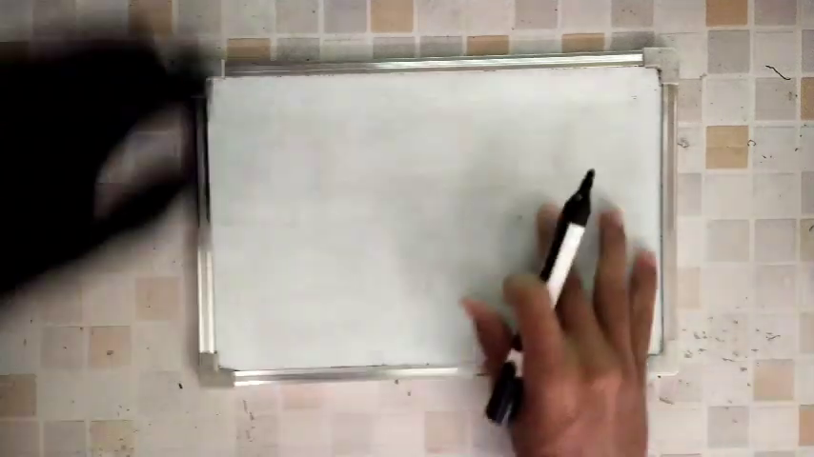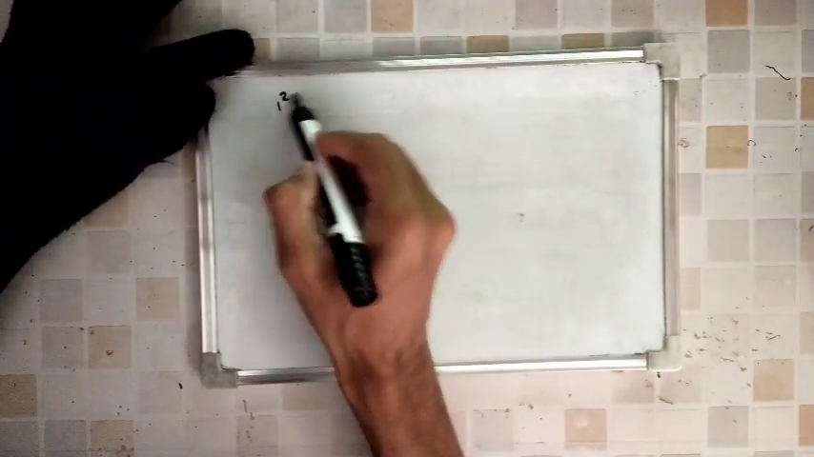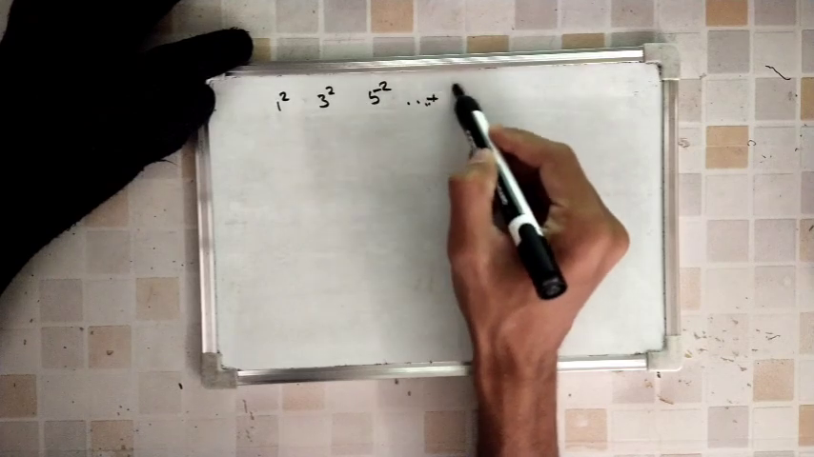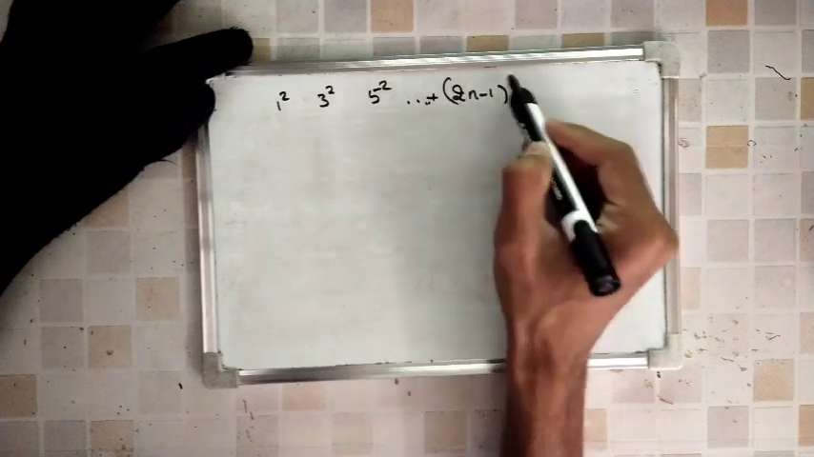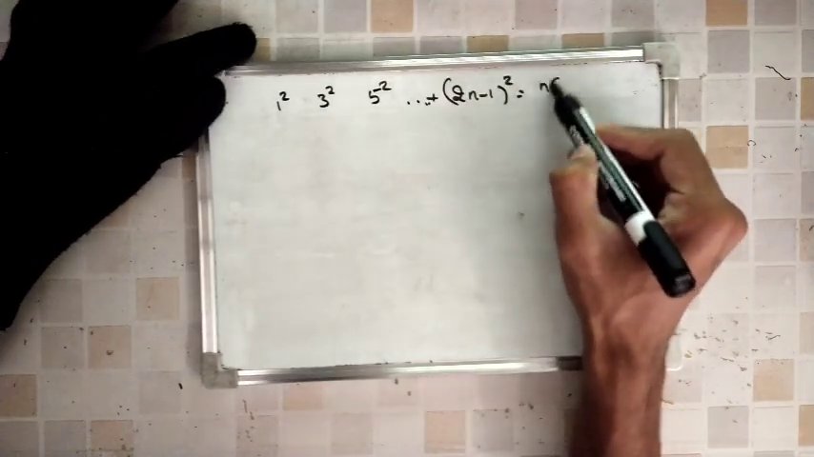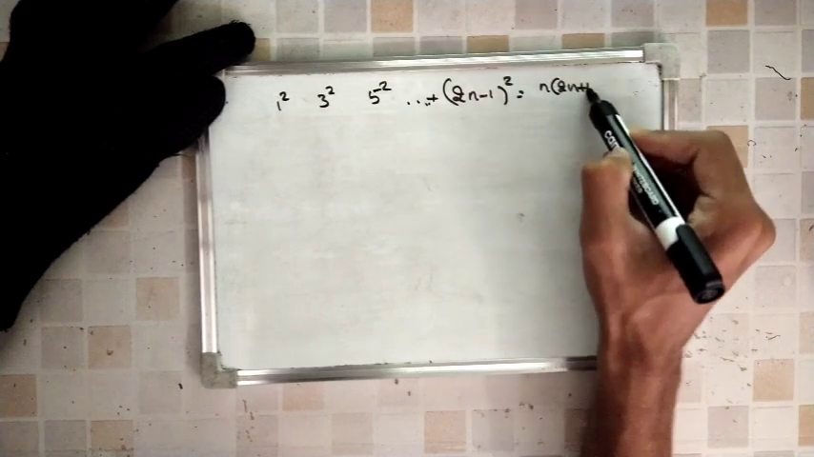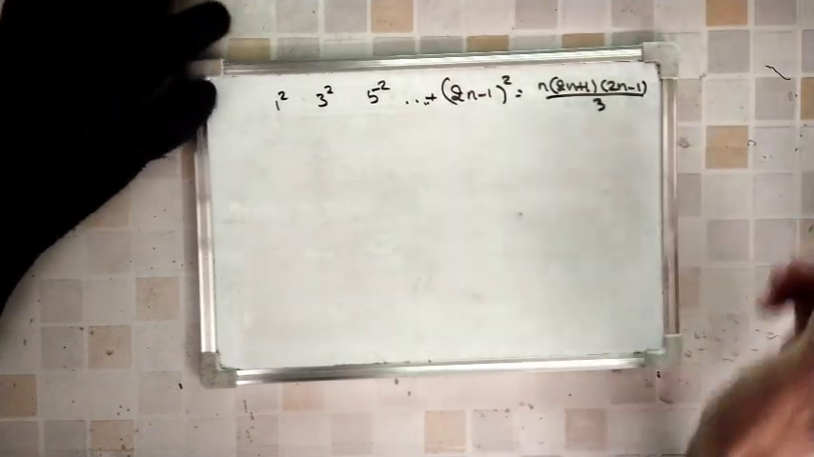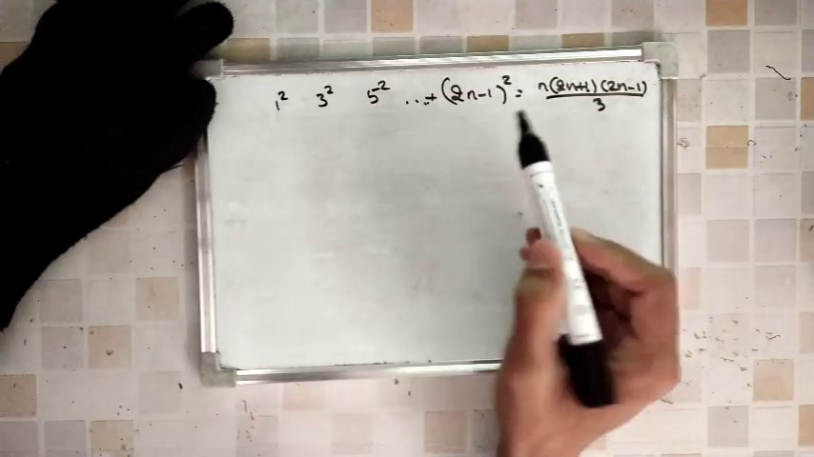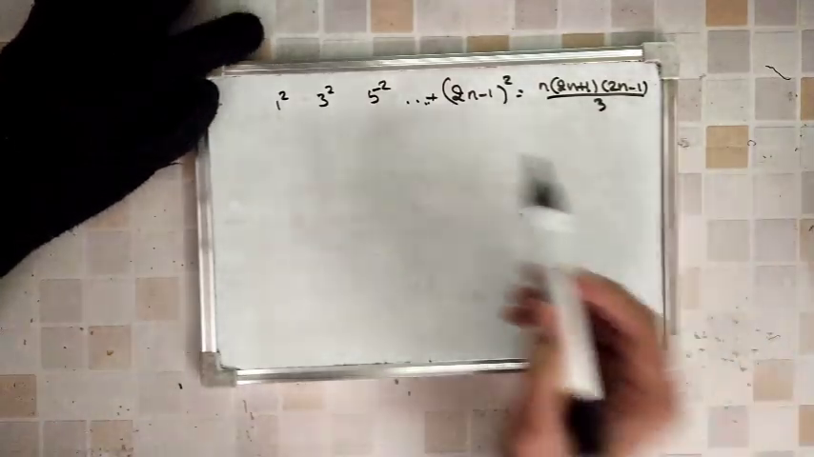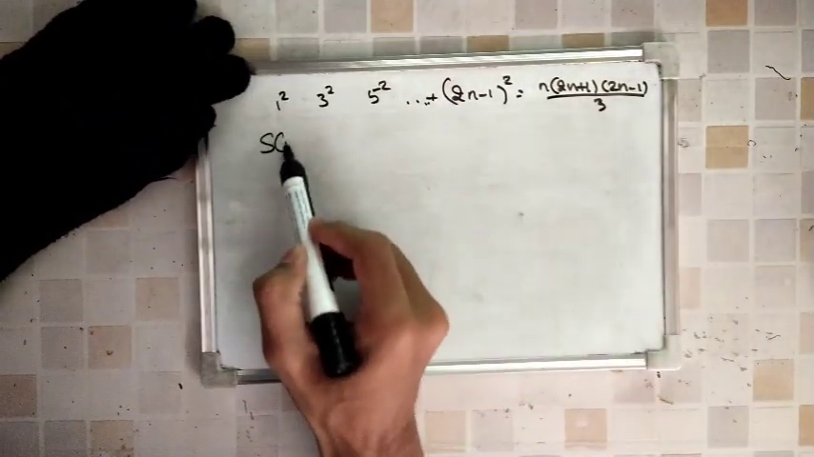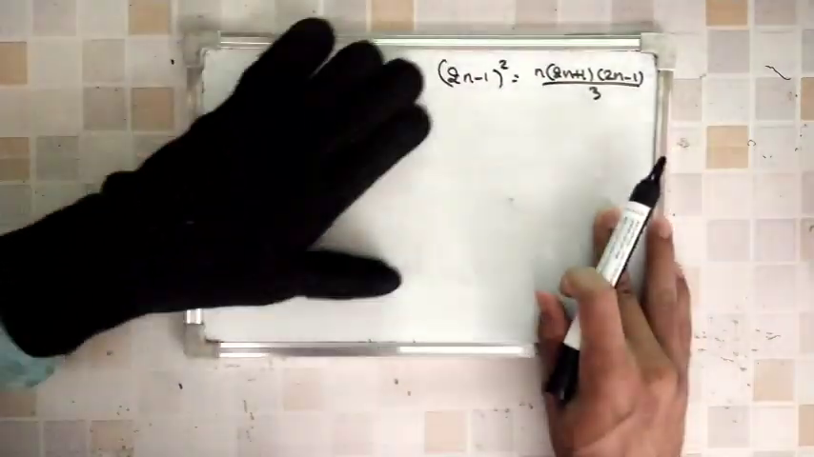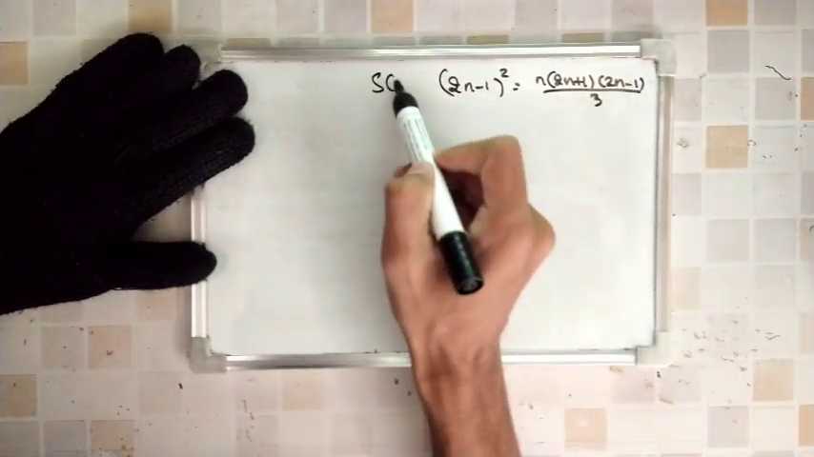Prove that 1 square plus 3 square plus 5 square, and so on, plus 2n minus 1 the whole square is equal to n into 2n plus 1 into 2n minus 1, the whole divided by 3. Now first I have to assume mathematical induction, right? So first I will assume S of n is this. I will write like this, S of n is this.